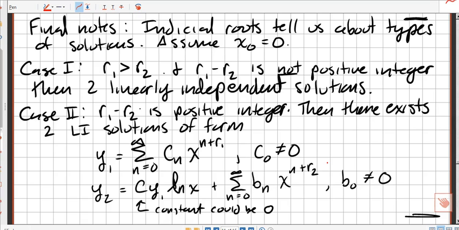Case 2 is that r1 minus r2, so the difference of the two roots, is actually a positive integer. Then there's going to exist two linearly independent solutions, and the first one, this is what we've been dealing with, so we get the y1, but notice what happens with the y2. It's a much more complicated form here. We've got some constant times y1 times the natural log of x, plus this summation of b sub n times x to the power n plus r2, the second root. And once again, b sub 0 can't equal 0 in this case. That's not a situation we're going to talk about, but that's one of the possible solutions.